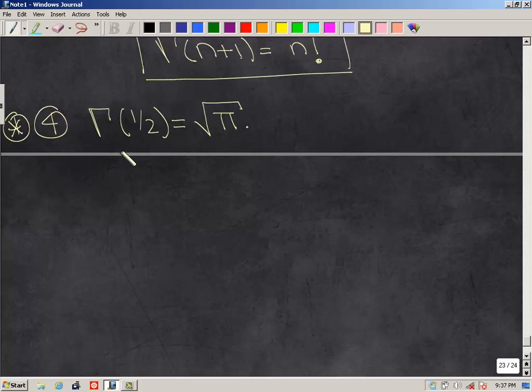So this is really a cool property, because now we can see we can take gamma of fractions here. So what about gamma of minus 1/2? Okay, well, if you use this property, let me go back here.